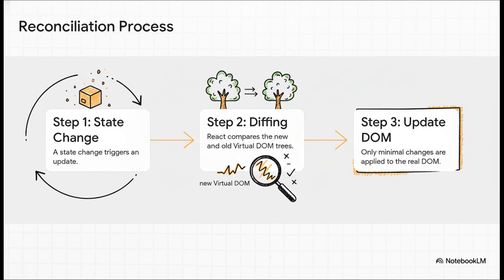Look at how it works. When some state changes, React doesn't just throw everything out and start over. Nope. First, it just creates a new blueprint, a new virtual DOM tree. Then, and this is the magic part, it runs a diffing algorithm to compare the new blueprint to the old one. It finds the absolute bare minimum that changed, and then it applies only those tiny minimal changes to the actual DOM. That right there, that's the secret sauce.